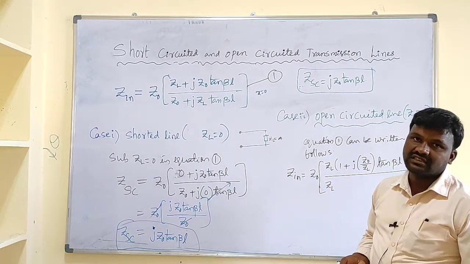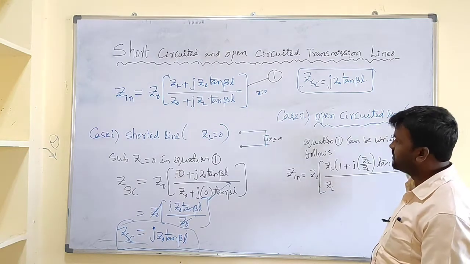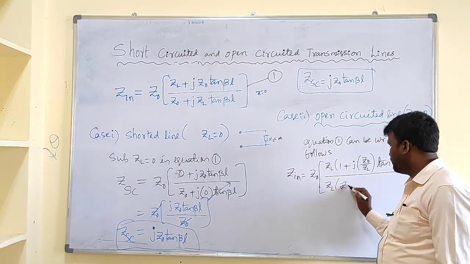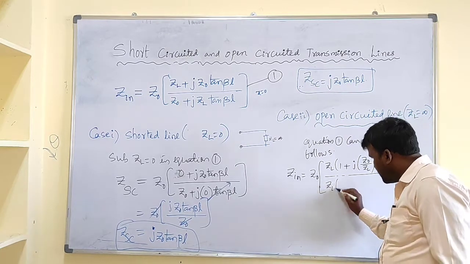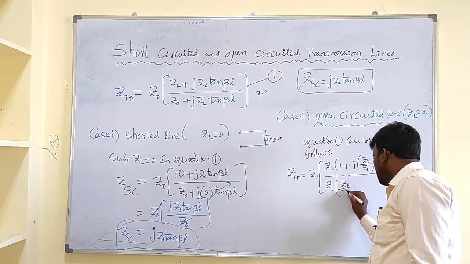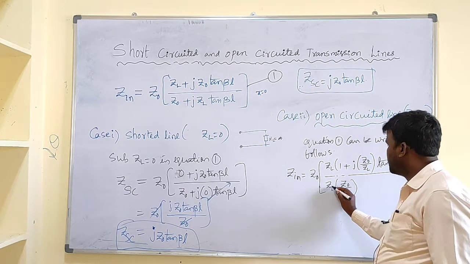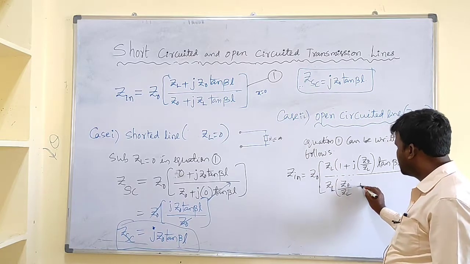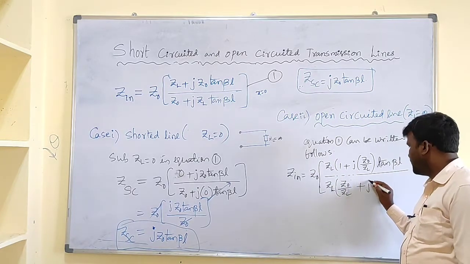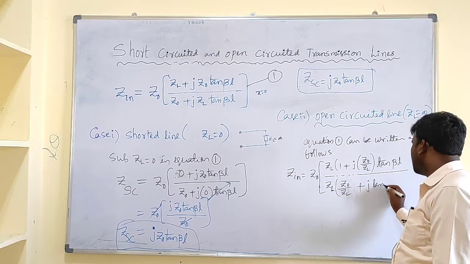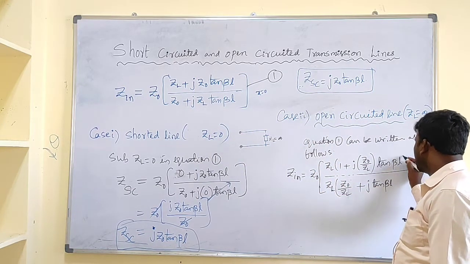Why are we taking ZL as common? Because in this case it is infinity. If I take ZL as common, this becomes Z0 by ZL. ZL into Z0 by ZL gives Z0 only. Plus, if I take ZL common here, the remaining term is J into tan beta L.